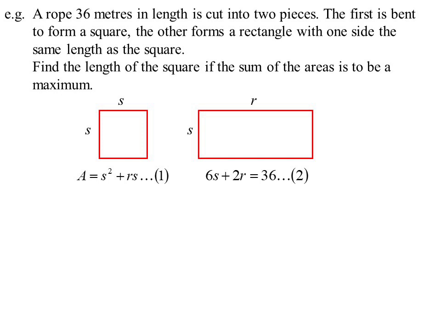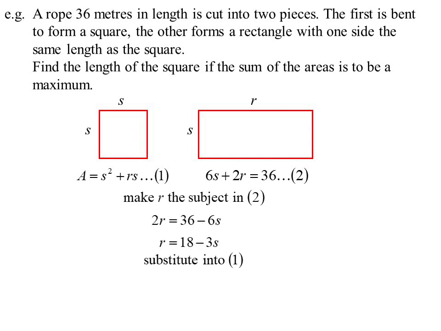Well, I choose the one that's going to make it easiest for myself, and that's going to be to get rid of the r, because there's only one spot there. For the S, I could do the S, but then I'd have to square and all that sort of stuff. So let's make R the subject. I get R is 18 minus 3S. Substitute it back in, play around with it, and there we go.